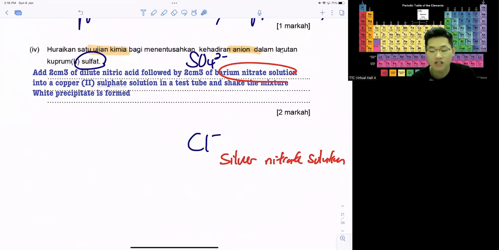Then the observation is the same one. It's also white precipitate. Just change the solution only. For sulfate, we use barium, right? And then for chloride, we use silver nitrate, like we say in the class. Okay. Next. All this must write. Everything must write. Memorize only.